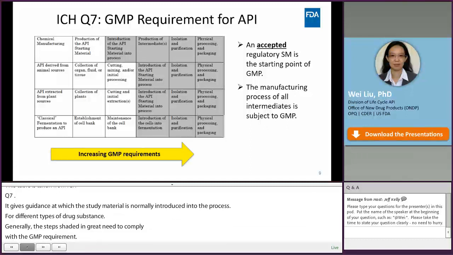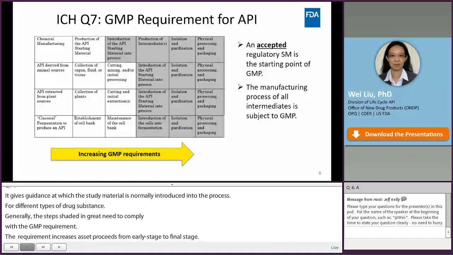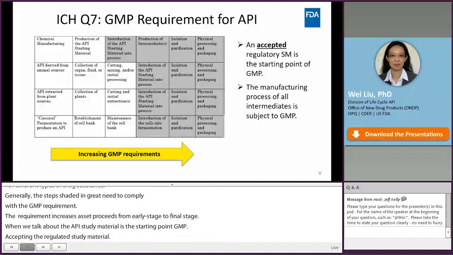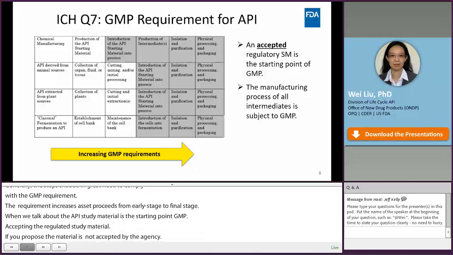When we talk about the API starting material is the starting point of GMP, we mean the accepted regulatory starting material. So if your proposed starting material is not accepted by the agency, the GMP starting point in your process will be an early point after you push back the starting material. Also from this table, we can see that all intermediates in the manufacture process are subject to GMP.